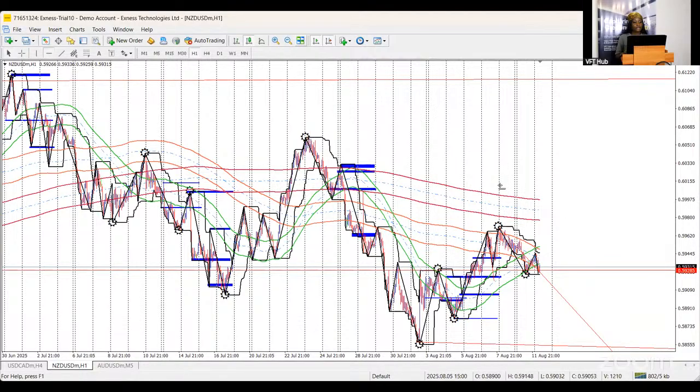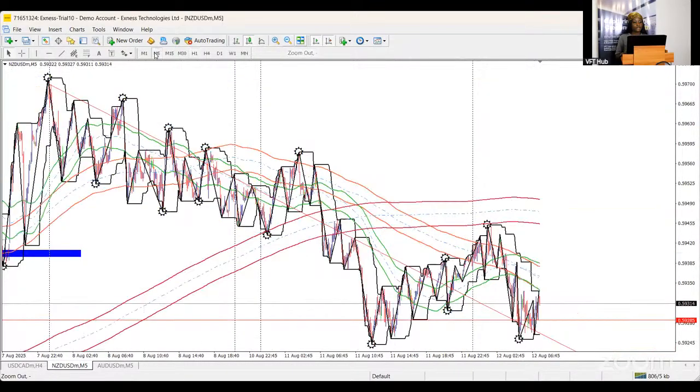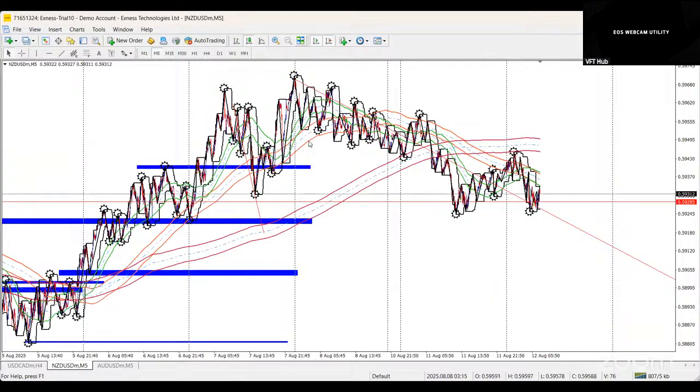Into what level, you might ask? Somewhere around here, because this is our trend. So somewhere around this one. But M5 always gives a better idea, right? For what the higher time frames will do. Remember, price is fractal, so whatever the lower time frames do, higher time frames will eventually catch up with.